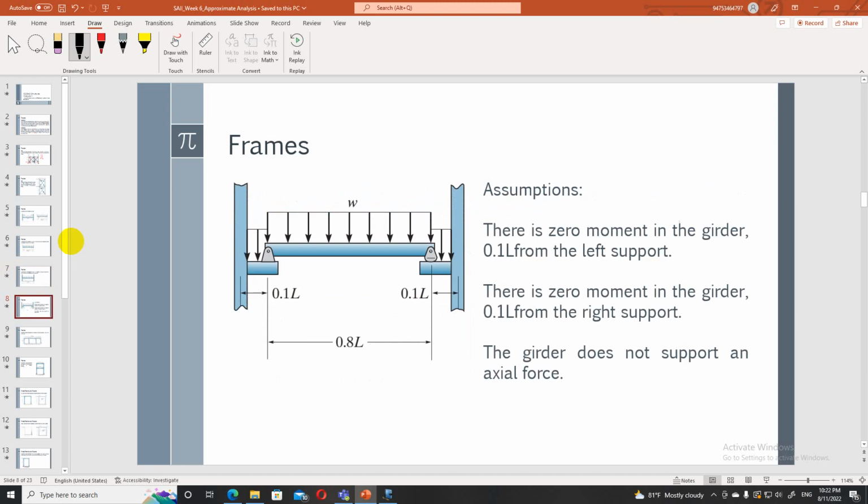So once you have considered it to be a pin joint or the moment 0 point, we can convert that frame into this sort of a solution. There is a 0 moment in the girder at 0.1 L from the support. So it can be treated like this: you take this simply supported beam out and then solve the analysis. Then you can bring it back and find the reaction as force acting on these little cantilevers and find the moments.